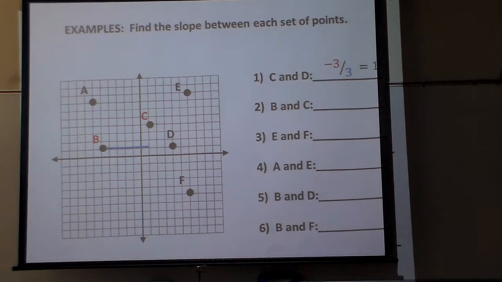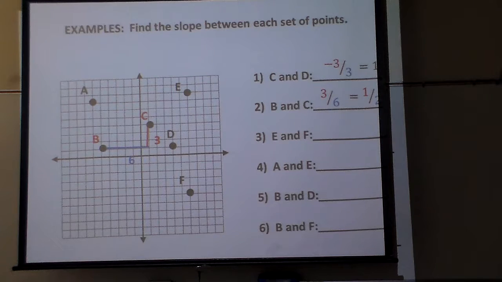Well, first off, you can just count 1, 2, 3, 4, 5, 6. And you can count 3 up. That means it went over 6, but it went up 3. So my slope is 3 over 6, except you can never write 3 over 6 because it will reduce. What will go into both 3 and 6? That makes it 1/2. All right?